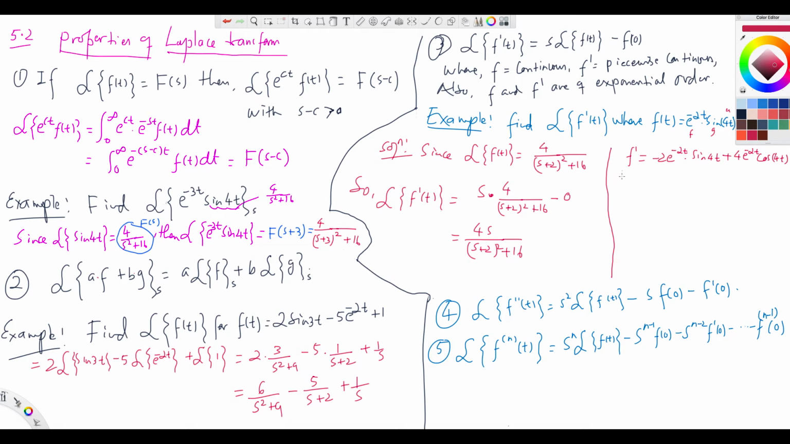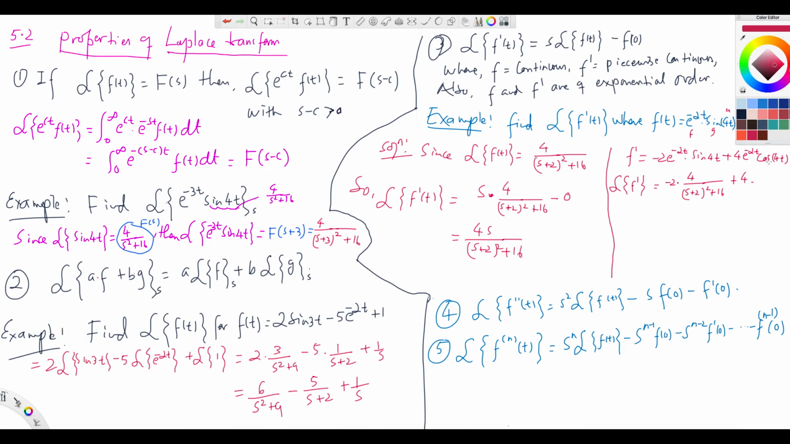That's what you get. Now you find the Laplace transform of f prime. Basically, you find the Laplace transform of this one separately and that one separately. The Laplace transform of this one is negative 2 times the Laplace transform of sine 4t, which is 4 over s squared plus 16, but there is negative 2, so s will be replaced by s plus 2. So 4 over (s plus 2) squared plus 16, right? Plus 4 times the Laplace transform of cosine 4t. So the Laplace transform of cosine 4t will be, let me ask you this.